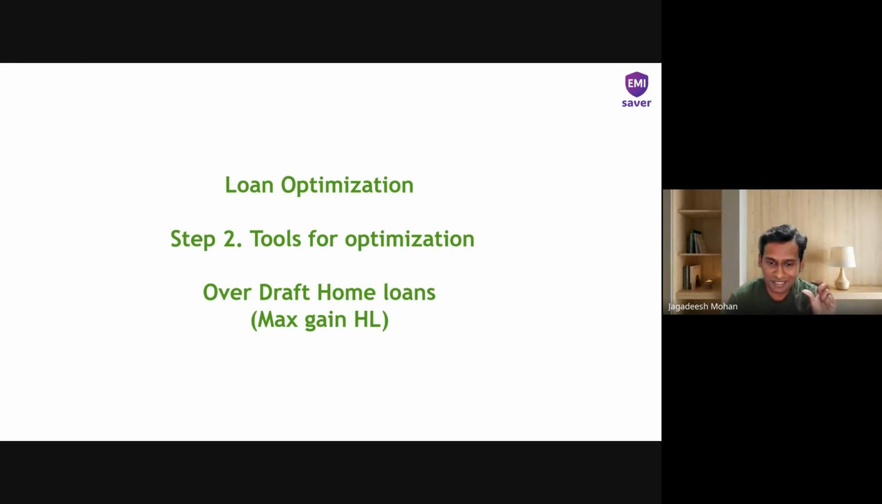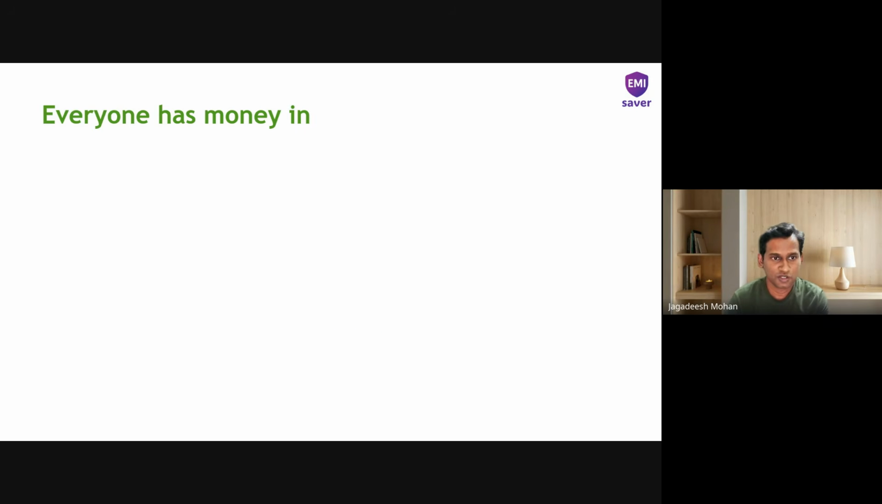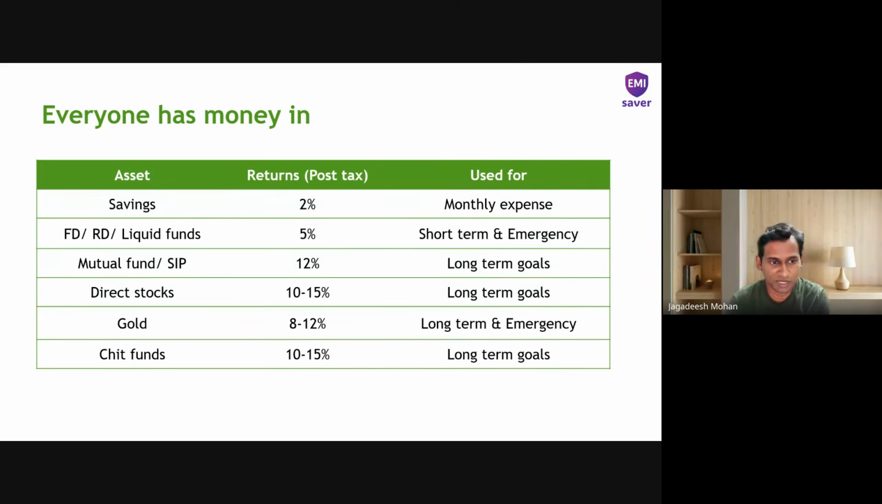Overdraft home loans. This is also called Max Gain, Money Saver, Max Saver, Max Advantage, Star Smart. Different banks offer this with different names. So let's understand. Now, a common man might have money in any of these instruments. Like for example, savings, where you could have 2%. You would be earning 2% post tax, and you typically would keep money here for your monthly expense.